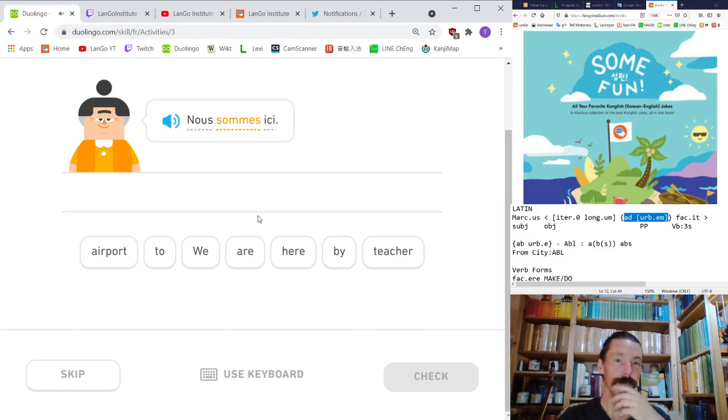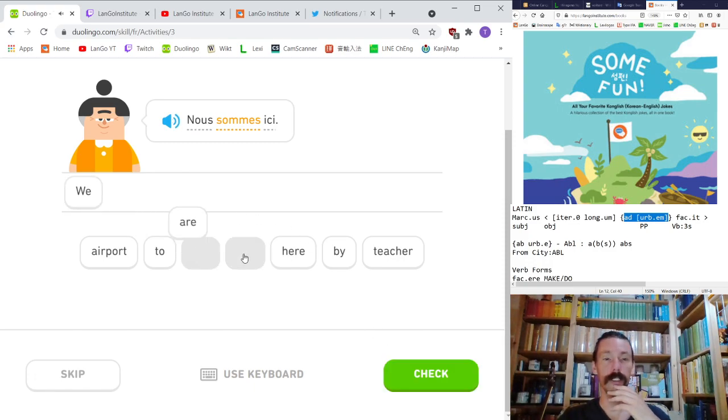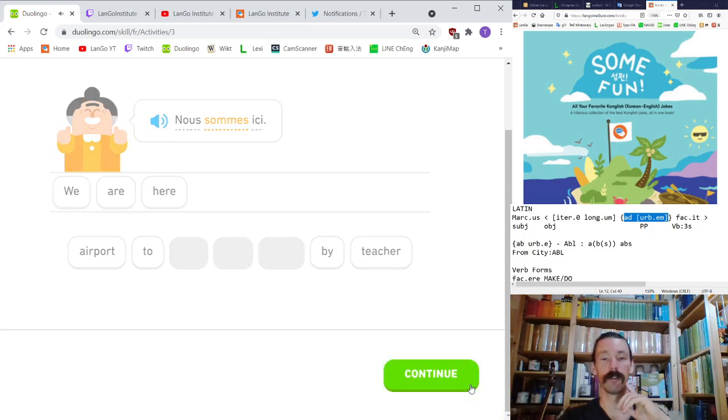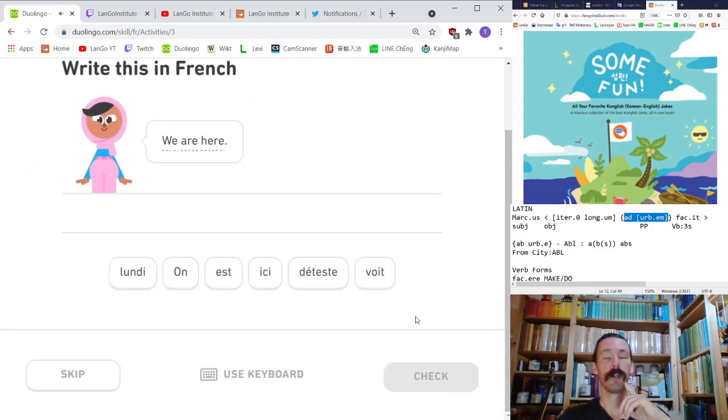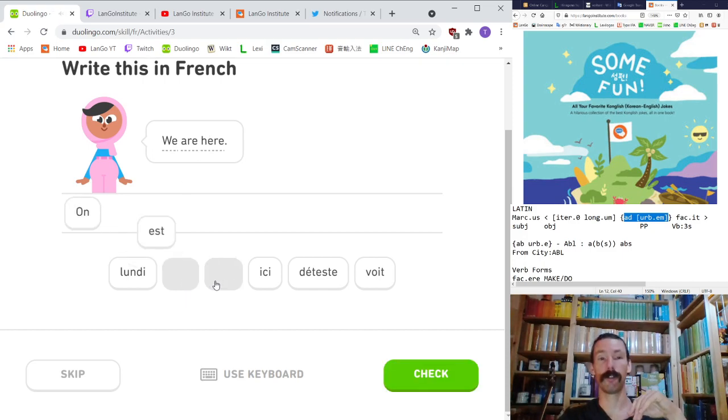Nous sommes ici. Nous sommes, we are. Ici means here, pointing to a place where you are standing. We are here. Again, nous would be the basic word for it. We also use this sort of indefinite pronoun, one. On. Which is grammatically third singular. What the meaning is first person plural. On est ici. Ici. Here we are.